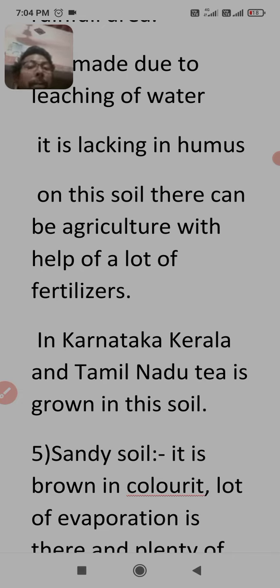So there can be a separate question also. What type of crop is grown in Karnataka, Kerala and Tamil Nadu in laterite soil? And I think you have the answer.